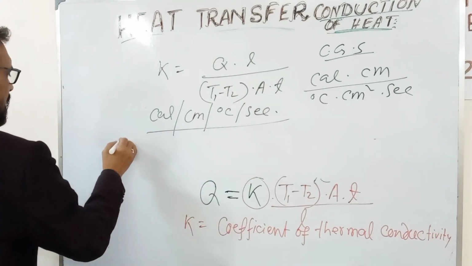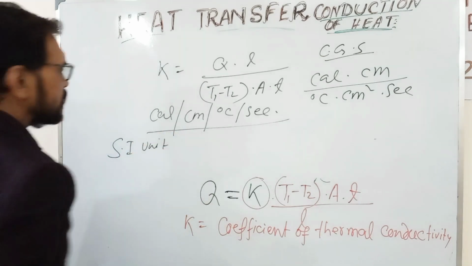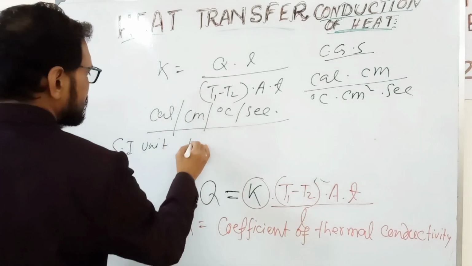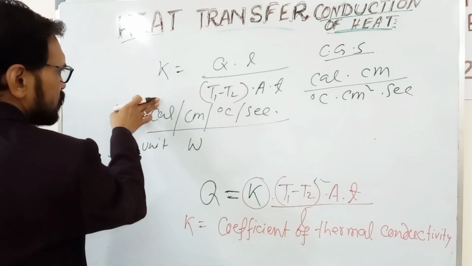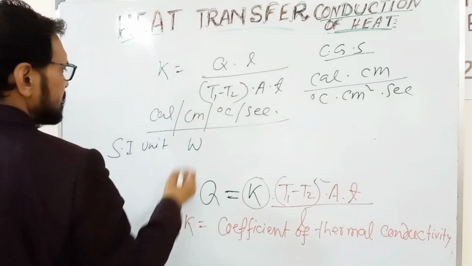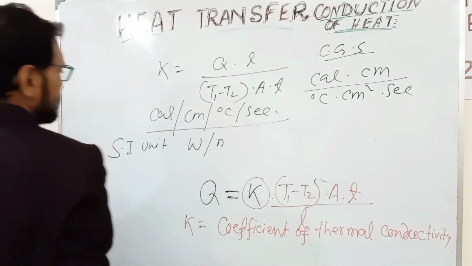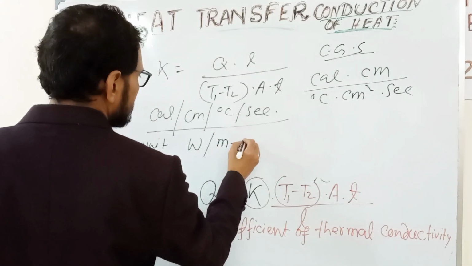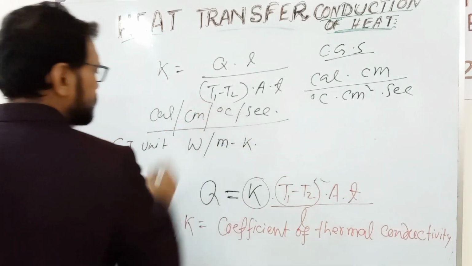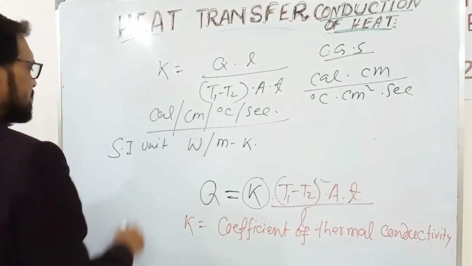And the SI unit will be, calorie per second becomes joule per second, that is watt. So the unit is watt per meter, and degree centigrade is denoted by Kelvin, so watt per meter Kelvin in SI unit.